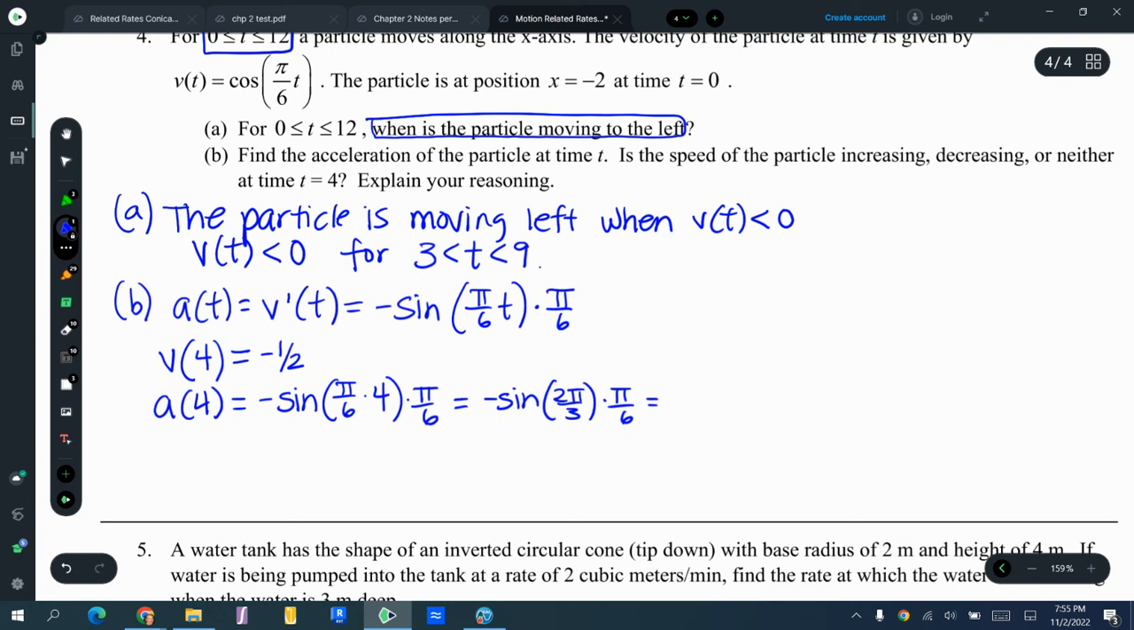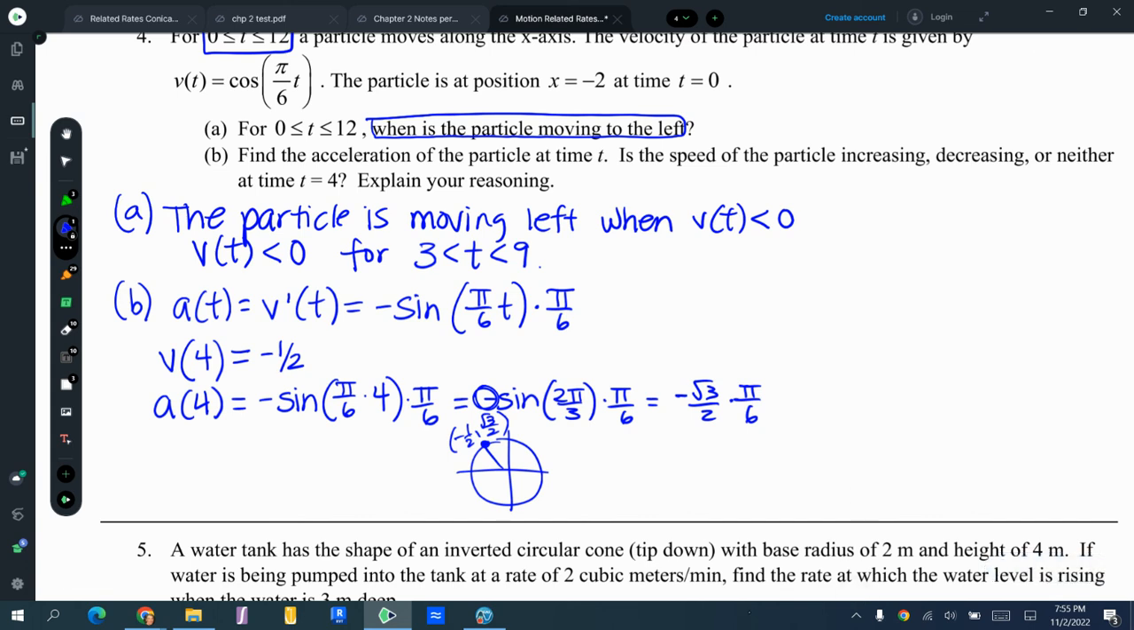The sine of 2 pi over 3 is a positive value. That's what, y is positive up there. There's 2 pi over 3 right here. So this coordinate point is negative 1/2, rad 3 over 2. So the y value for that is rad 3 over 2, but don't forget about that little negative there. So this is negative rad 3 over 2 times pi over 6. Again, you could plug all that into your calculator and you'll get the right answer.